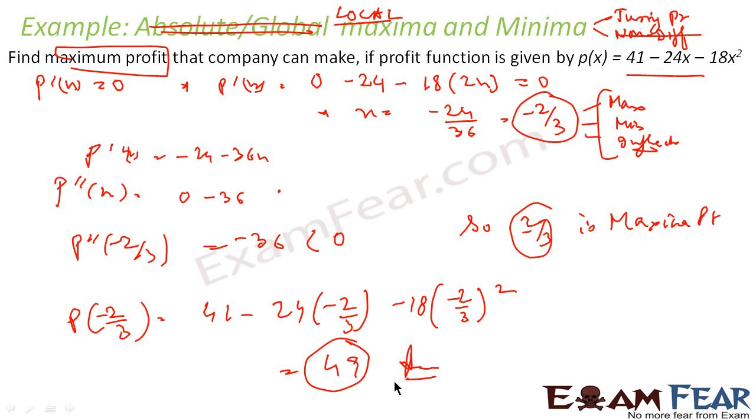Correct? Very simple. Here also we found the critical points. The critical point was minus 2 by 3, but we were not aware whether the critical point is for maxima, minima, or for a point of inflection. We found p double dash x, and we found that the value is negative. That means p at minus 2 by 3 is maximum.